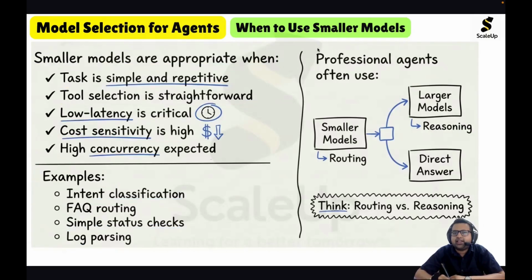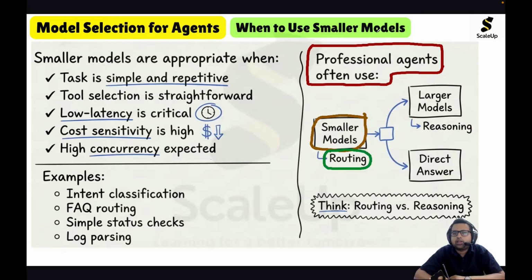Professional agents often use a collection of models. They use smaller models for routing purposes, and they use larger models for reasoning purposes. So they are following a hybrid approach.